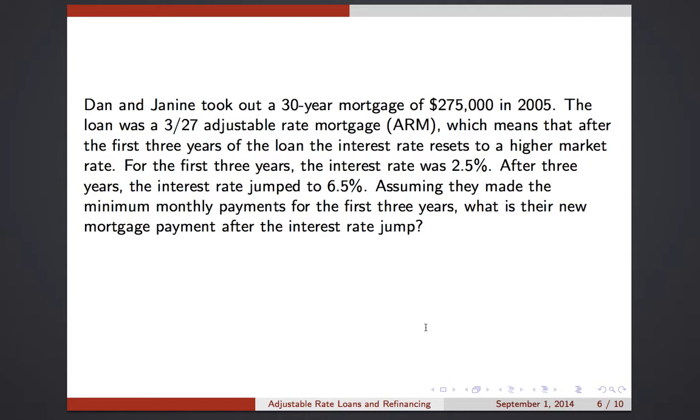Okay, so here's sort of a real life example. The last example wasn't terribly realistic. Usually you don't have quarterly payments that end up with an adjustable rate for only a year, etc. That was just sort of a toy example. So here's a real example.